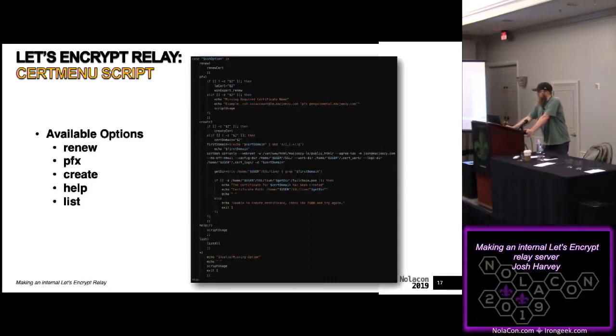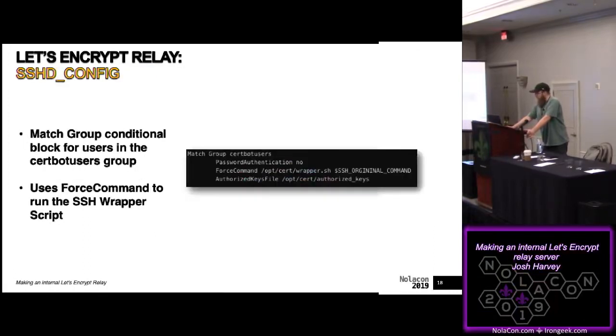So we've gone over the cert menu script, the SSH wrapper. Well, how do we tell it to point to these? And that's where the SSHD config comes in. I'd mentioned briefly in the beginning that the user has to be a member of a certain group. And here's where that certain group is referenced.